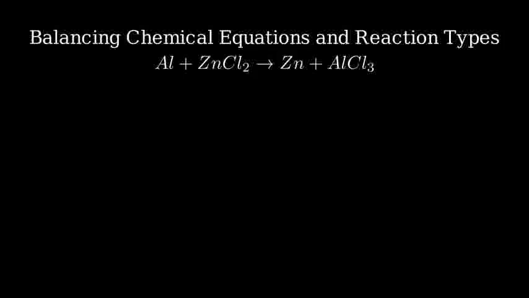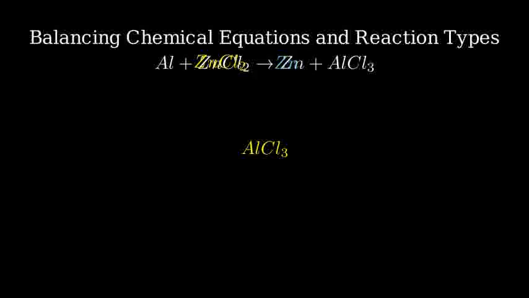Let's balance the equation using coefficients to adjust the quantity of each substance. Start by counting the atoms of each element on both sides of the equation. For aluminum, there is 1 atom on the left and 1 on the right. For chlorine, there are 2 atoms in the reactants and 3 atoms in the product. Zinc has 1 atom on each side.